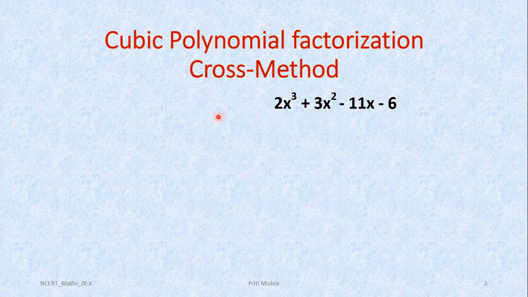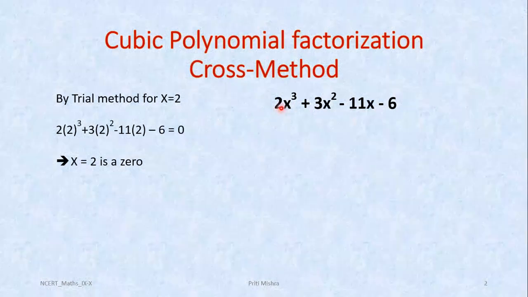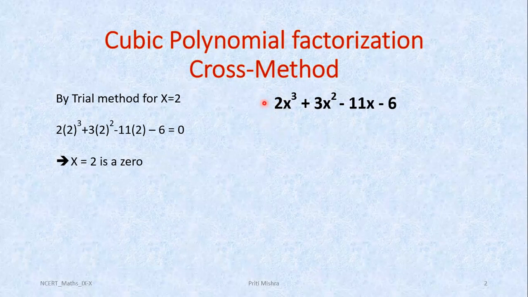So the first step we will follow is the trial method. It means we have to try some numbers on the basis of the coefficient of x cube and the constant term, and check whether, after putting those numbers in place of x, they make its value 0 or not. I have explained the trial method in detail in one of my videos. You can refer to the link in the description box.